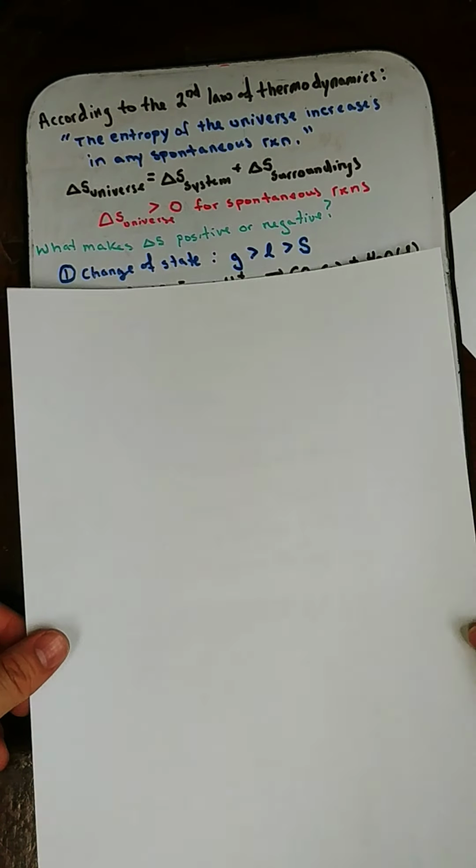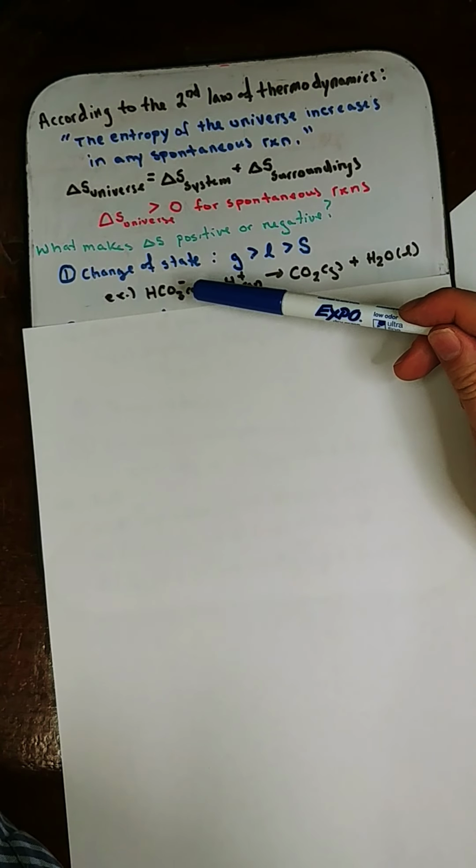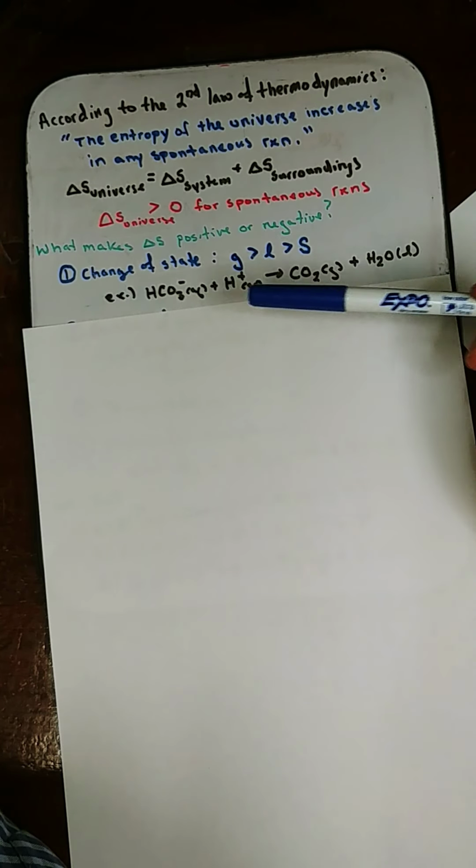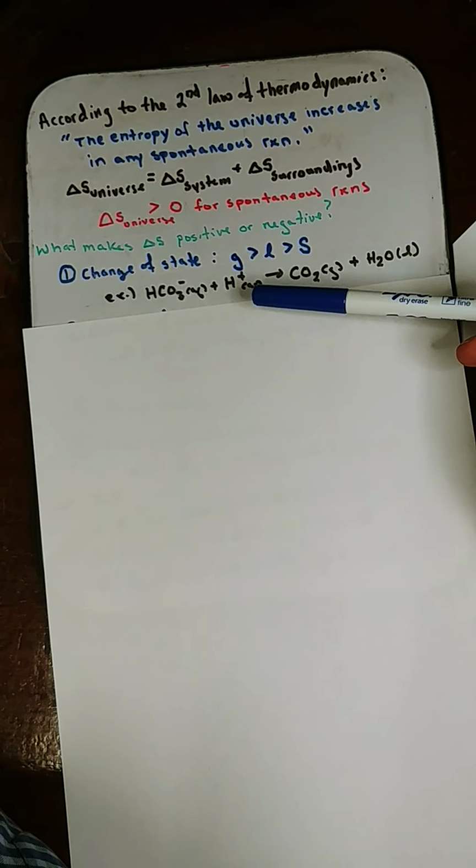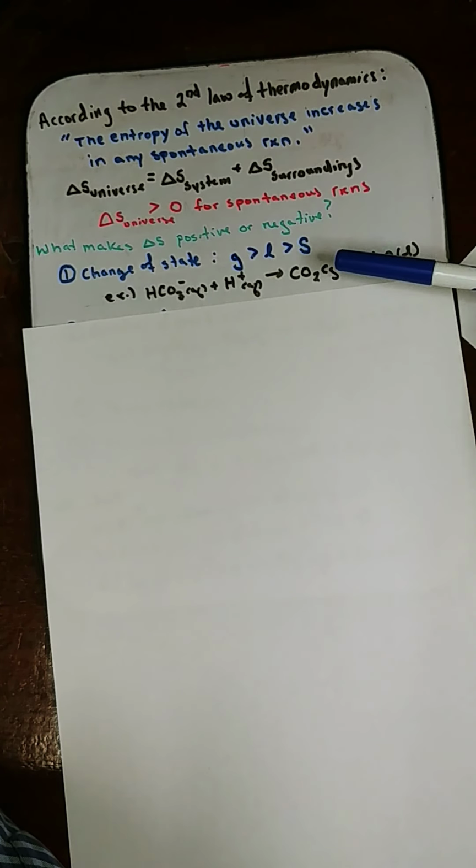So for an example, I can look at the reaction of bicarbonate, HCO3 minus, in the aqueous phase, reacting with a proton, H plus, in the aqueous phase. When those two react, it produces a carbon dioxide molecule in the gas phase and a molecule of water in the liquid phase. So I've gone from 2 particles in the aqueous phase to 1 particle in the gas phase and 1 particle in the liquid phase.